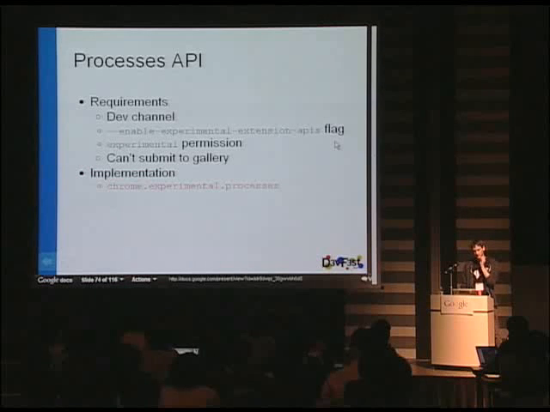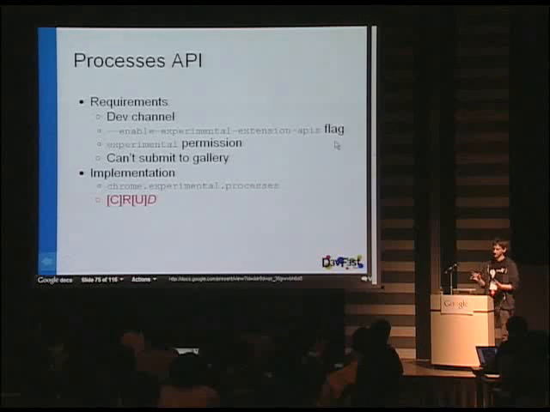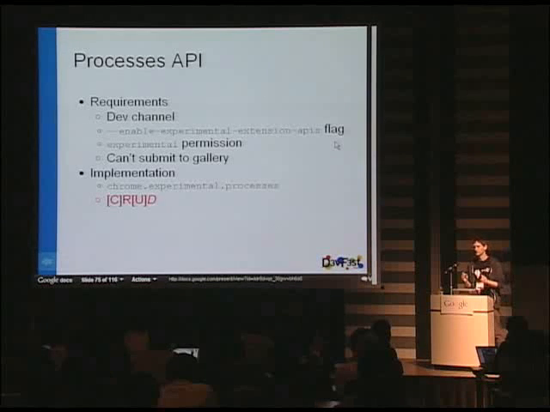So as far as implementation, the namespace for this API is chrome.experimental.processes. And CRUD doesn't totally make sense in the sense of processes. It doesn't really make a whole lot of sense to create or update processes, but you can currently read processes. And I mentioned it's not as fully baked as the history API. We only have one method and one object currently implemented. So you can currently read processes, but you can't delete or terminate them yet, but that will be coming.